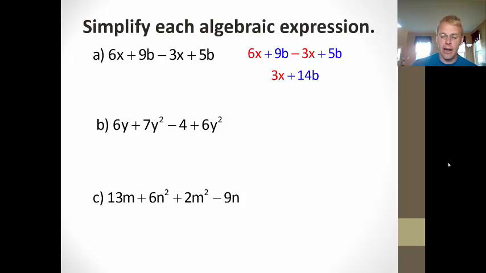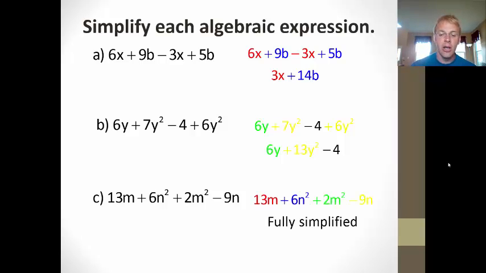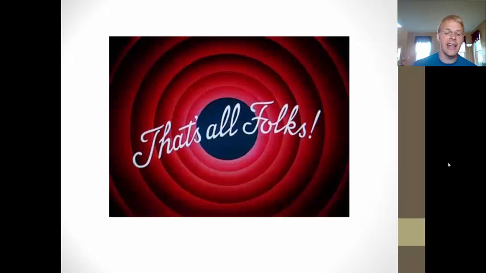So let's check here. Let's see how we did. In B, you can see we should end up with 6y plus 13y squared minus 4. Notice the 6y and the minus 4 didn't change because there's no like terms. We just brought those down. They stayed the same. But the 7y squared and the 6y squared combined to 13y squared. For C, there are no like terms. Every single term has either a different variable or a different exponent than the other terms, which means it's as simple as we can get it. We can't do any of the operations, the adding, subtracting, the multiplying in this expression. And that'll happen sometimes.